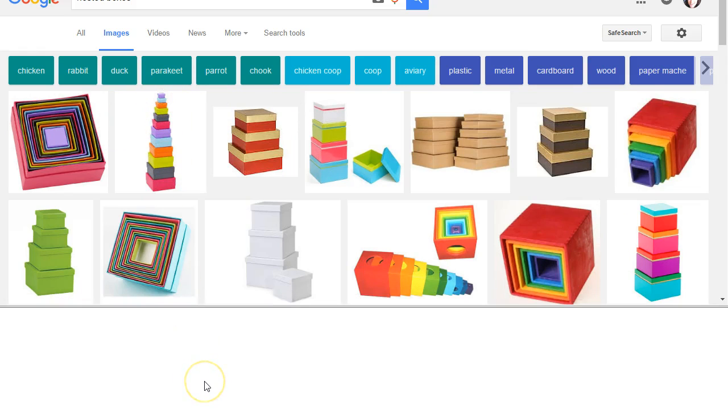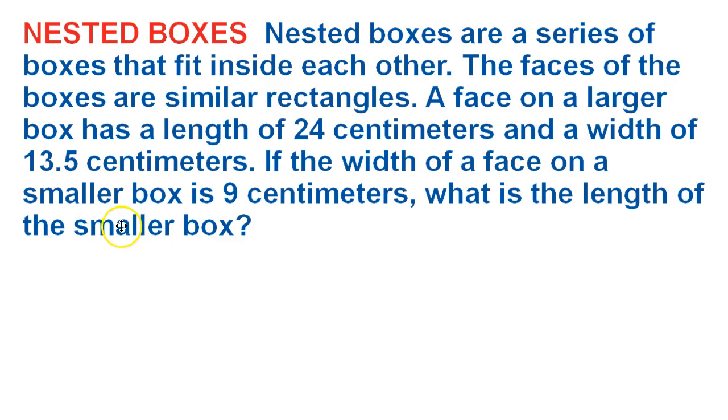So we're talking about nested boxes. The faces of the boxes are similar rectangles. A face in a larger box has a length of 24 and a width of 13.5. If the width in the face of a smaller box is 9 centimeters, what's the length of the smaller box? So the key to this is realizing we're going to do width to width equals length to length. And we actually have larger: width for the larger, length for the larger, width for the smaller, length for the smaller.